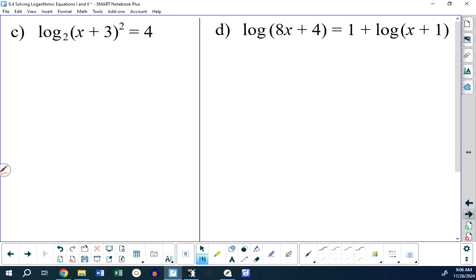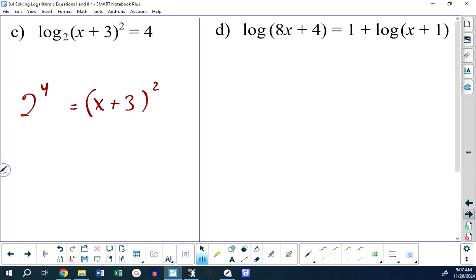Well, what if it's not a log equals a log? What if you have a log equals a number? Well, there's a couple of things you can do here, but I would recommend writing it in exponential form. So if I write 2 raised to the 4 equals x plus 3 squared, then I have an equation I can solve.